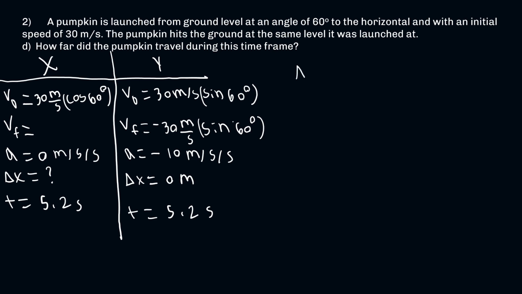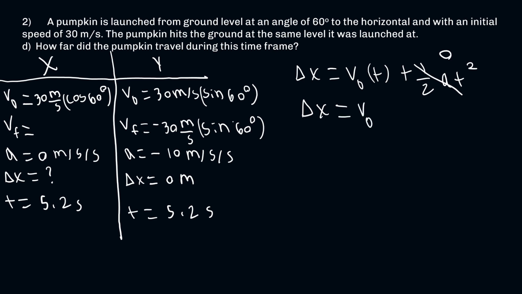So displacement in the x direction is going to equal v naught times t plus 1/2 at squared. Again here, my 1/2 at squared, I have acceleration as 0, so anything multiplied by 0 is going to end up being 0. So this whole term is going to cancel out. So I'm left with delta x is equal to v naught times t.